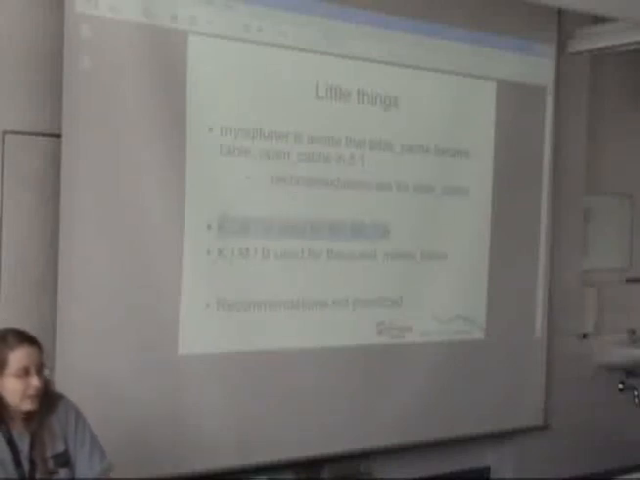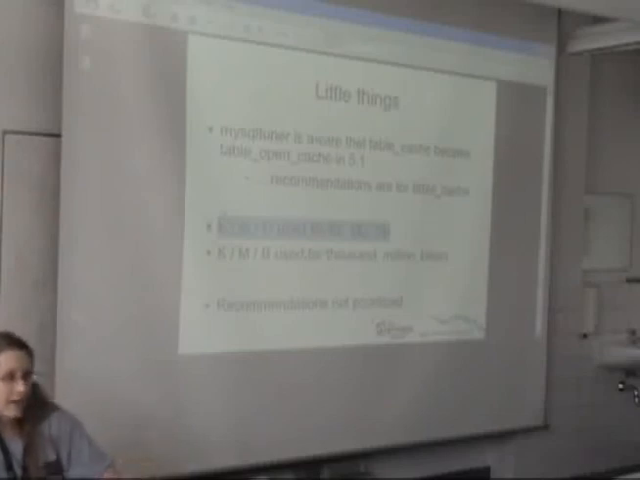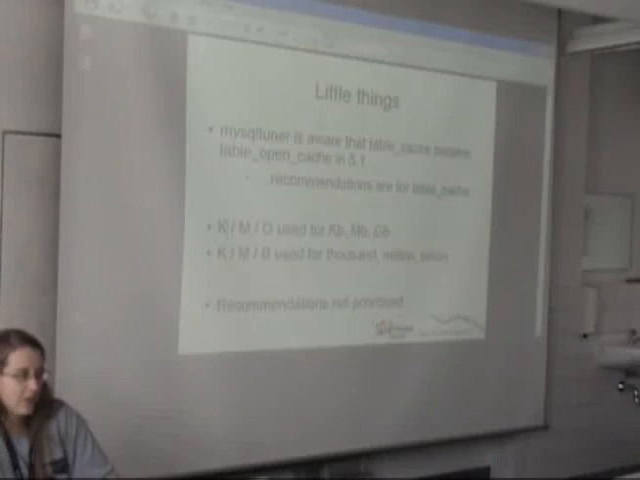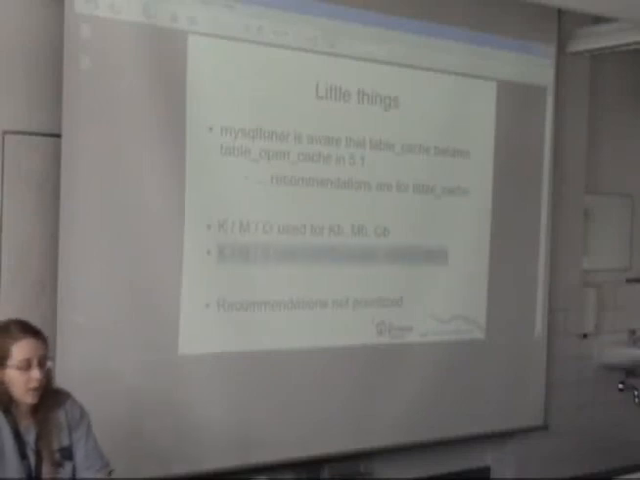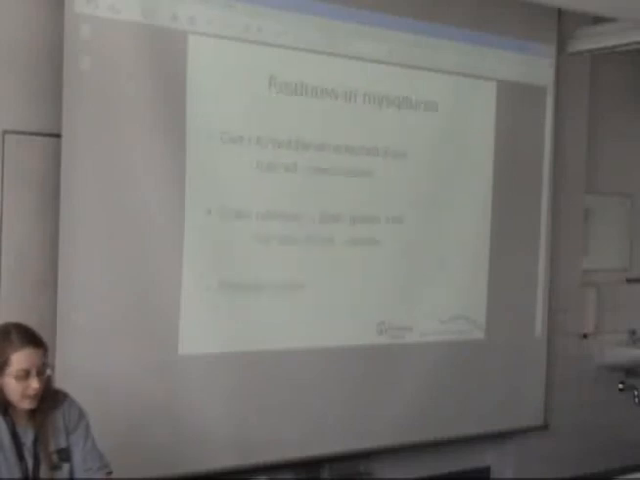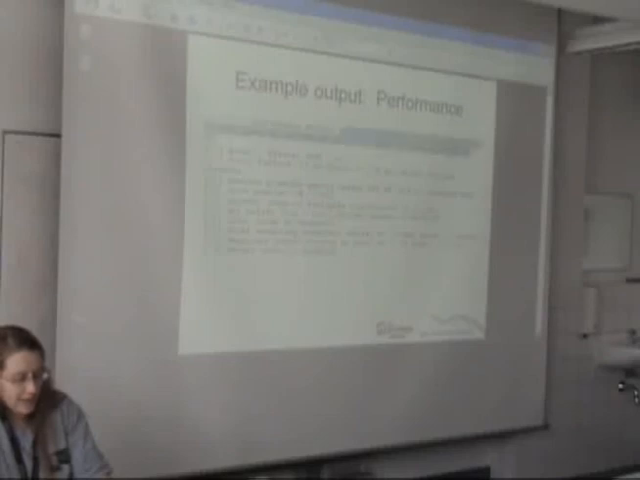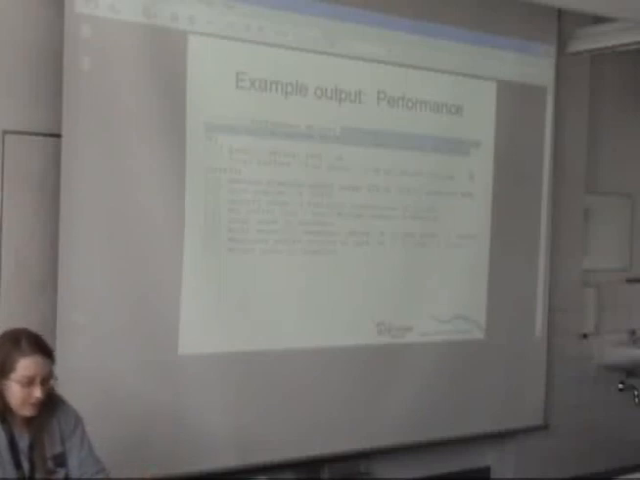Here's something that's little, but it actually throws me off, though it might not throw everybody off. It uses K, M, and G for kilobytes, megabytes, and gigabytes, so 1024 bytes and 1024 times 1024. And then it uses K, M, and B for thousand, million, and billion. So back here, let me get back there. Here, where it says TX 27K RX 2K, that's 27,000 and 2,000. It's not 2048.